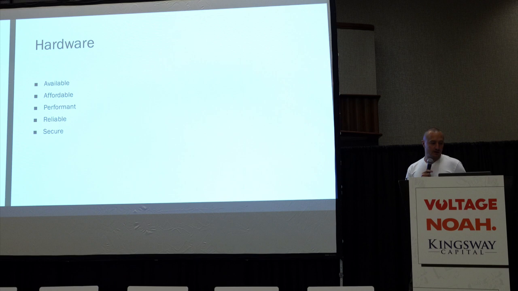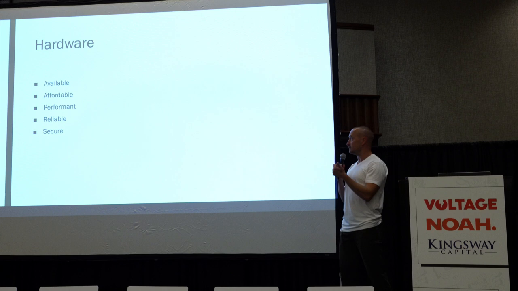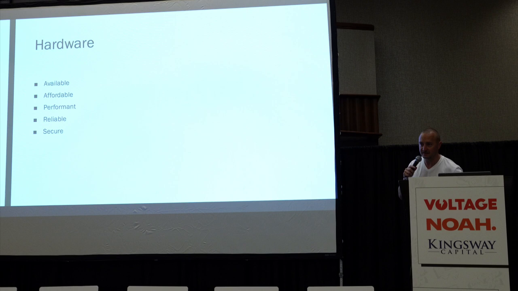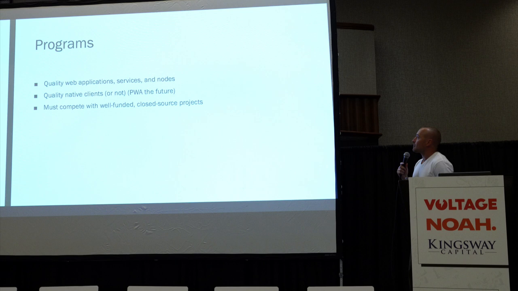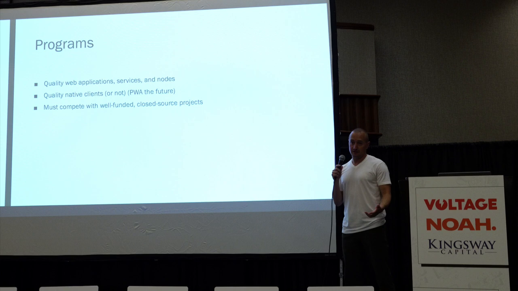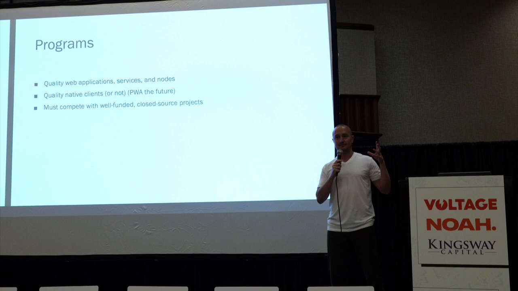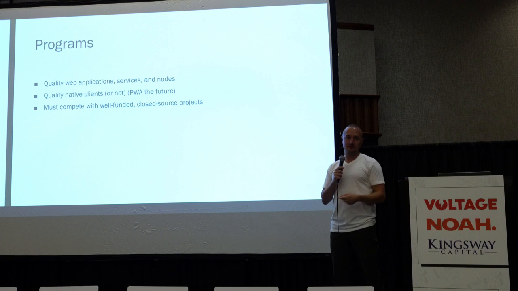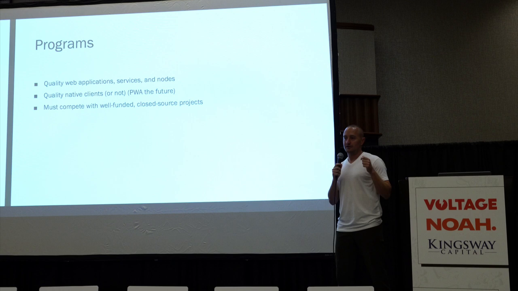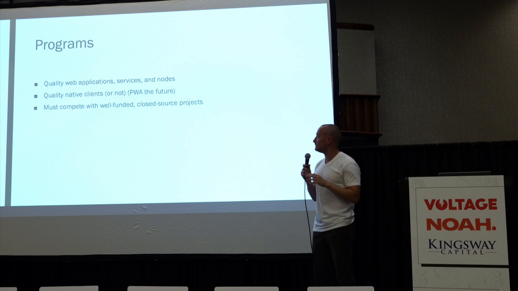Hardware. I'm not going to talk about hardware a lot, but I'm going to go over this. Hardware needs to be available, affordable, performant, reliable, and secure. It mostly is. This is not a huge problem. Programs. We need quality web applications, services, and nodes. We need quality native clients or not, right? I don't really care as much about native iOS and Android and Windows and Mac and Linux apps because everything can be done through the browser. That's how it used to be. We pivoted away because of the App Store and Apple primarily, and you can make web native applications running as progressive web applications feel, look, and behave just like native applications. We believe that PWAs are not the entire future, but will have a dominant place in computing in the future. I'm not going to dig into exactly what those are.